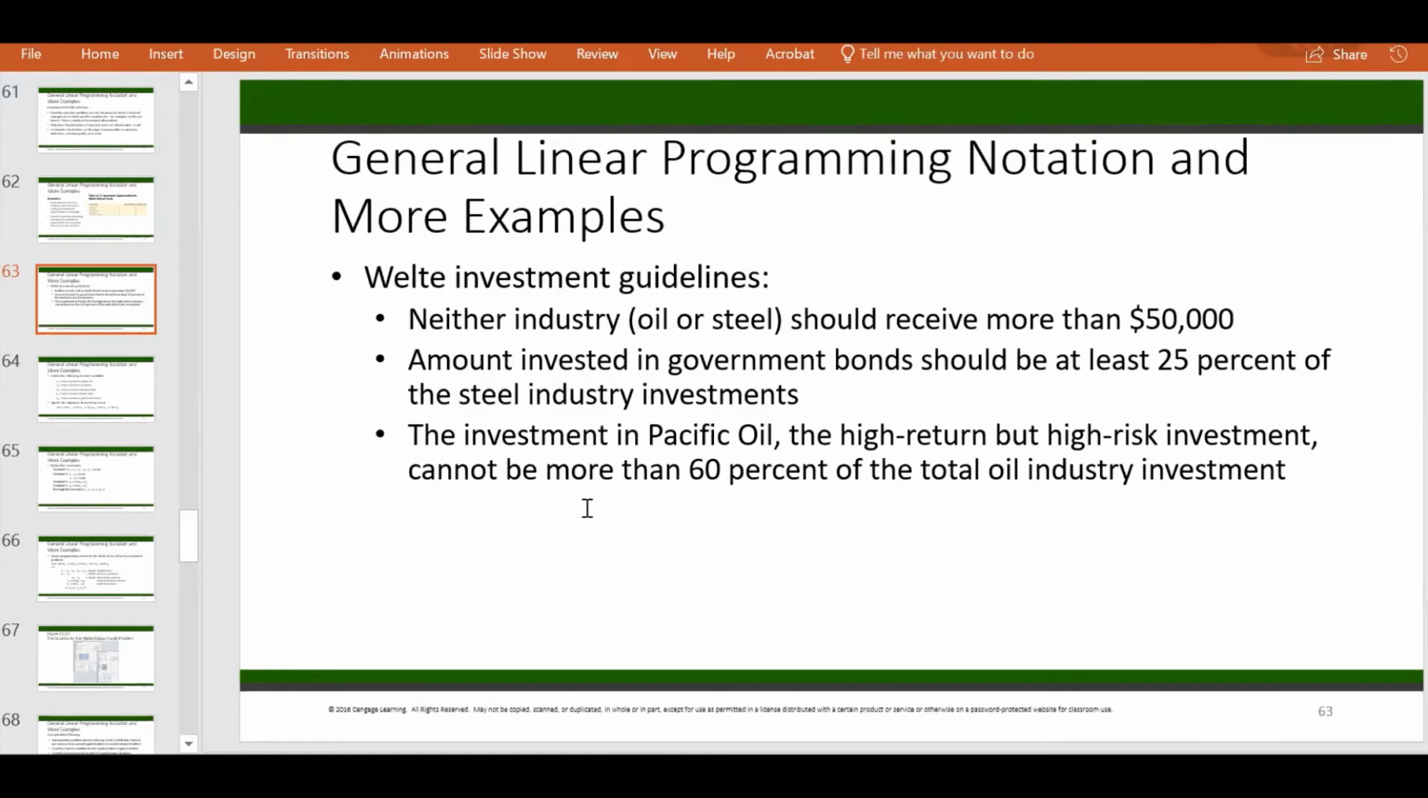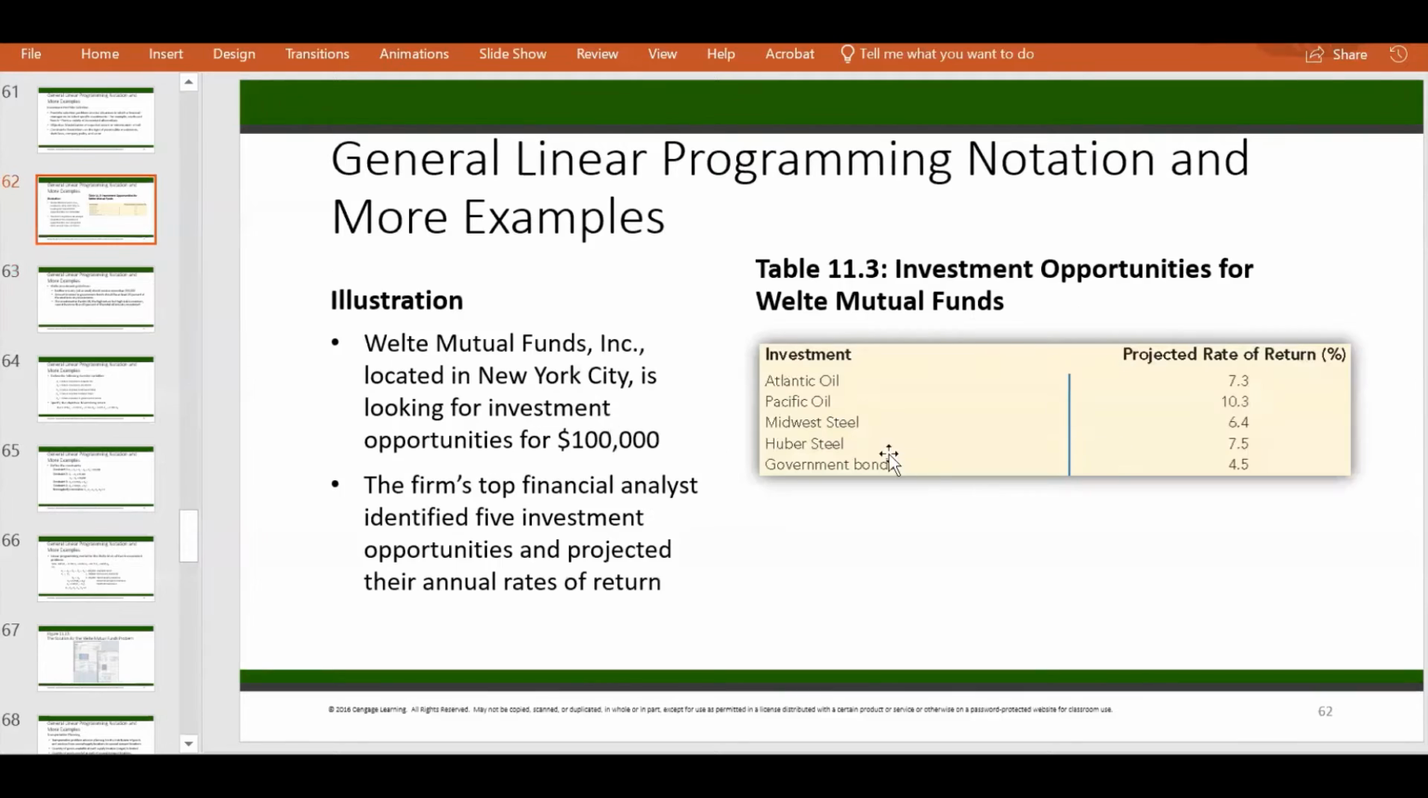The investment in Pacific Oil, the high return but high risk investment, cannot be more than 60% of the total oil industry investment. So this basically is telling us that the amount that you put on Pacific should be less than or equal to 60% of the total amount that you put on oil, on Atlantic Oil and Pacific Oil. So Pacific Oil should be less than or equal to 0.6 times the amount that you put on Atlantic Oil plus the amount that you put on Pacific Oil.